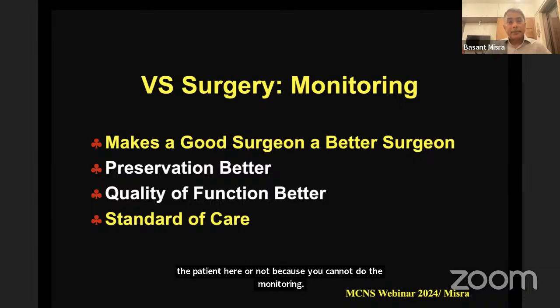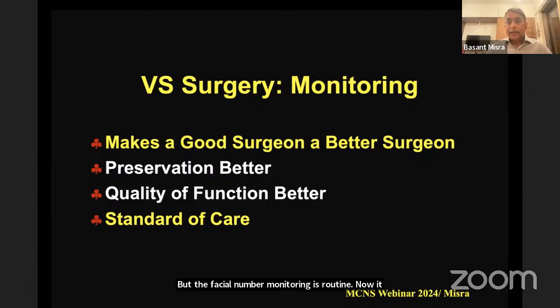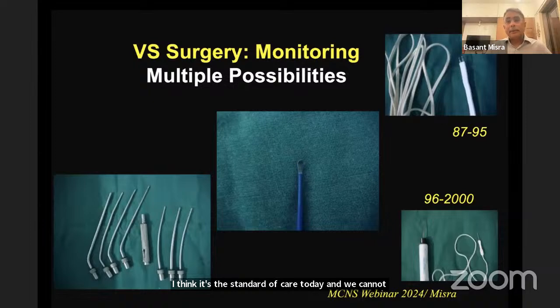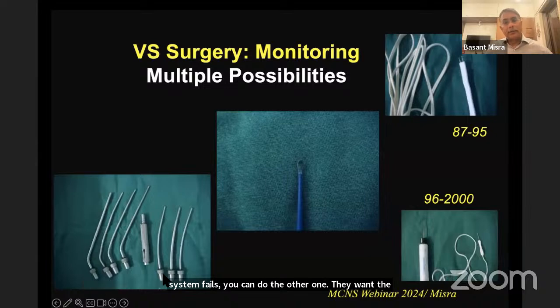Now, it makes the preservation better. The quality of function is better. I think it's the standard of care today, and we cannot get away from that. The problem in countries like ours is the failure of systems. So you need to have multiple system alternatives. If one system fails, you can do the other one. The one instrument in my practice that is very, very important for all surgeries, not only acoustic but all vascular tumor surgery, is a calibrated suction.